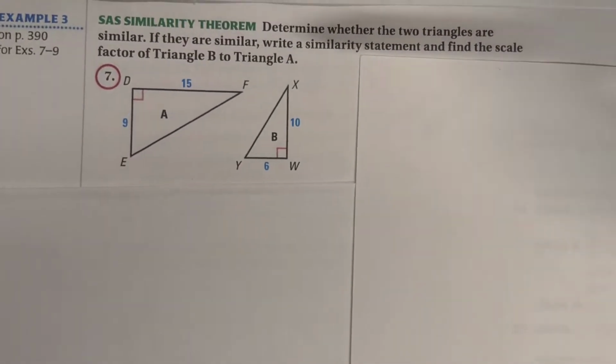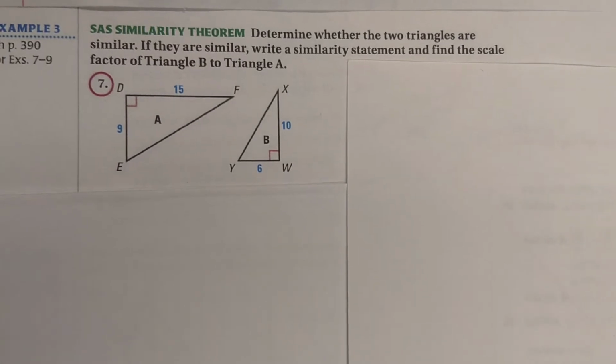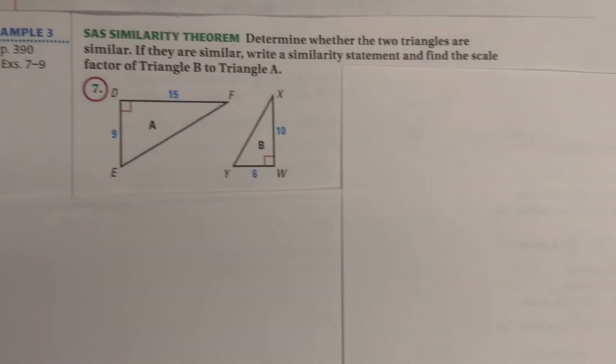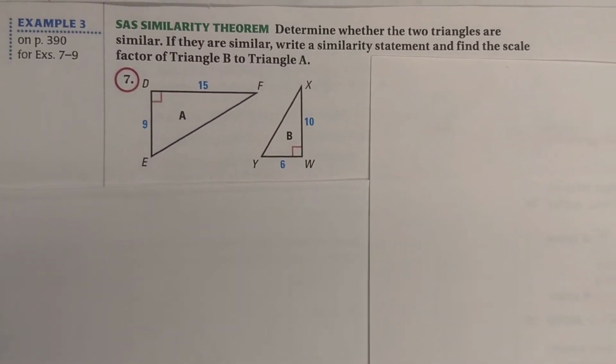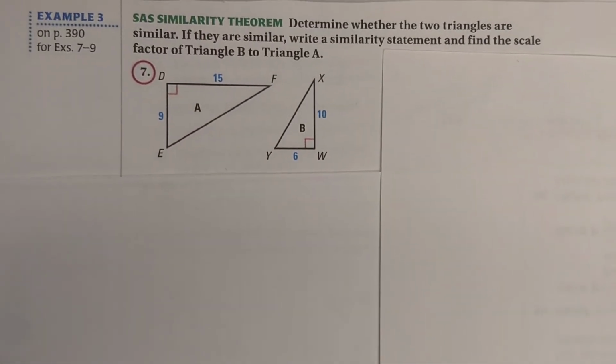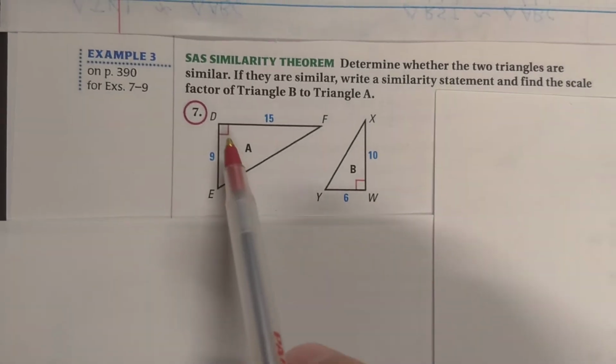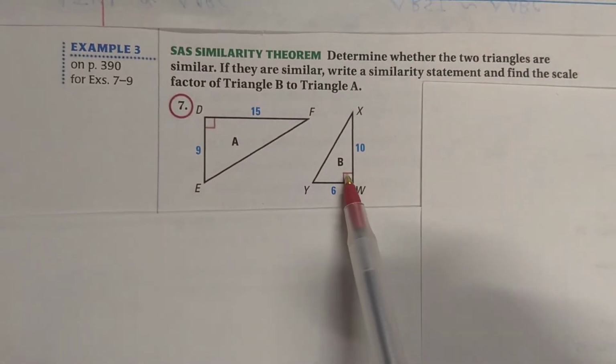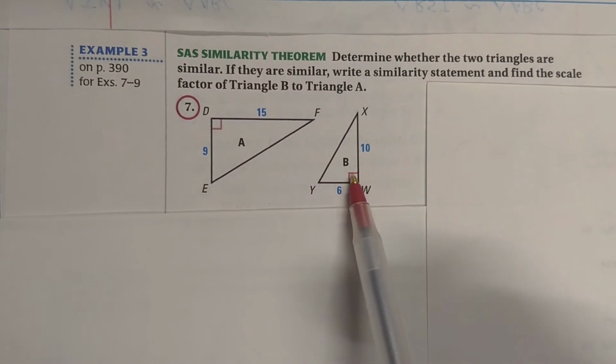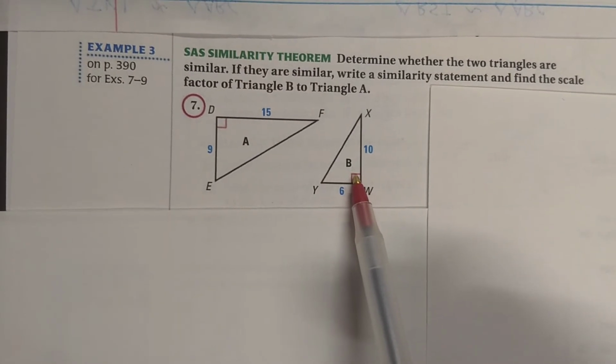The angle that we're going to use is that right angle. And then the ratios of the corresponding sides coming off that angle have to be the same. So the first thing is to look at the angle, and yes, we've already talked about this. Those two angles are the same measurement. They're both 90 degrees. So now it's just a matter of looking at the corresponding sides.